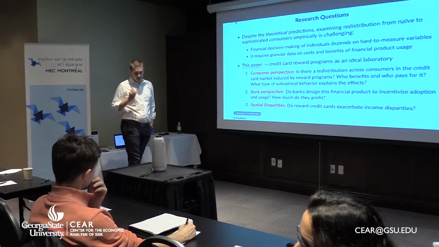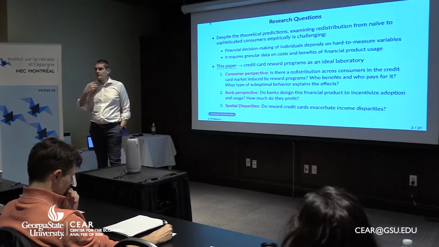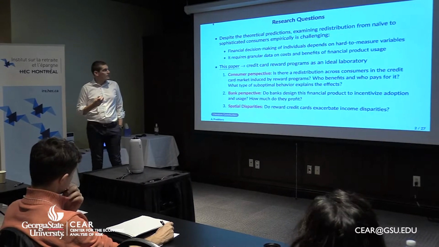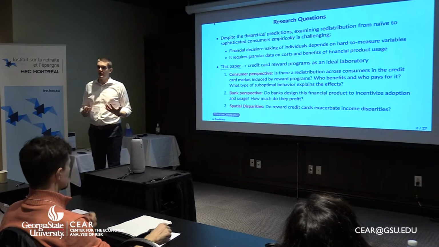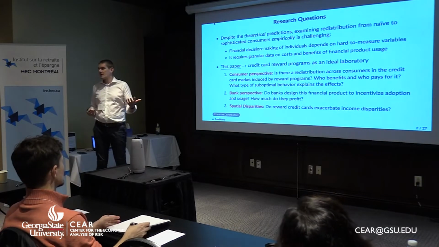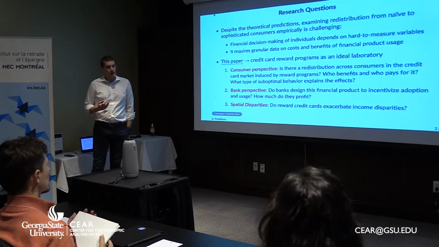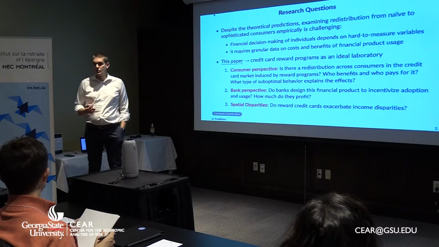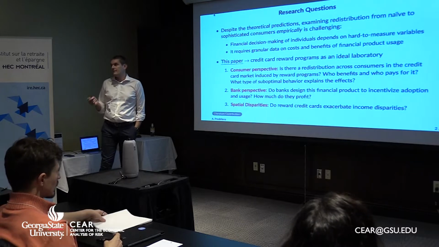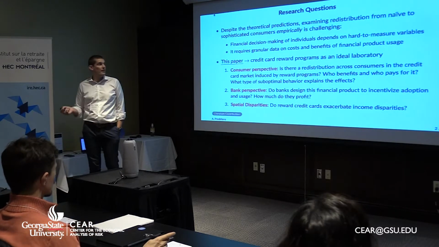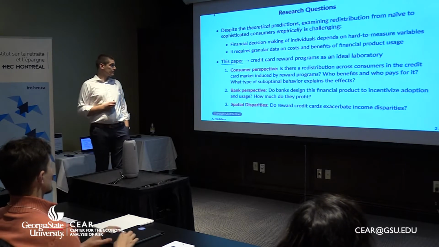So what do we do in this paper? Most of the literature, with few exceptions, is on a theory basis, and trying to examine the redistribution from naive to sophisticated consumers in an empirical setting is generally very difficult. One can do it in a structural way, but other ways of looking at the data are difficult because financial decision making generally depends on variables which are very hard to measure. And then we need very granular and detailed data if you want to quantify benefits and costs of usage of financial products, and then estimate the costs.